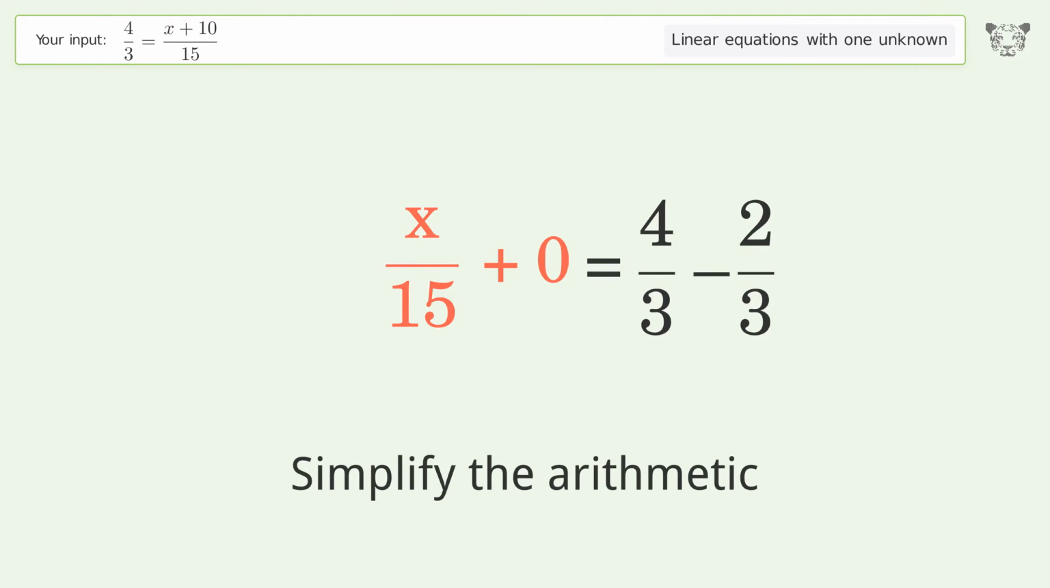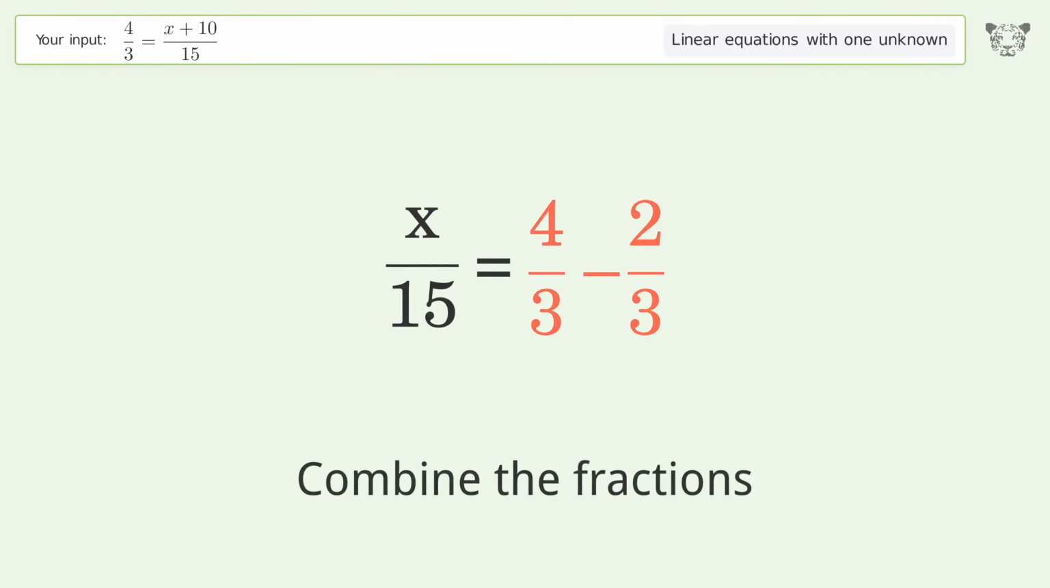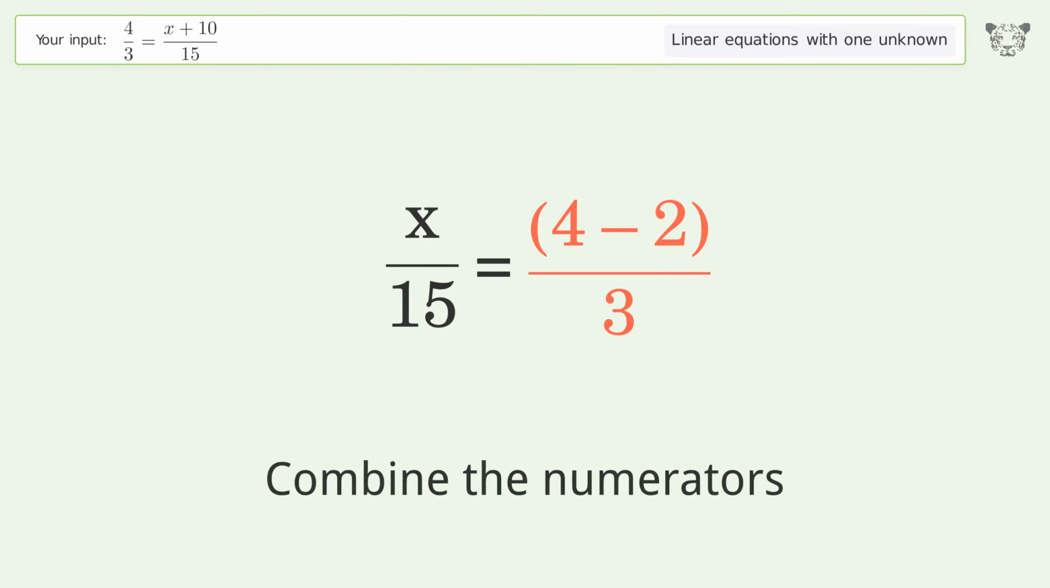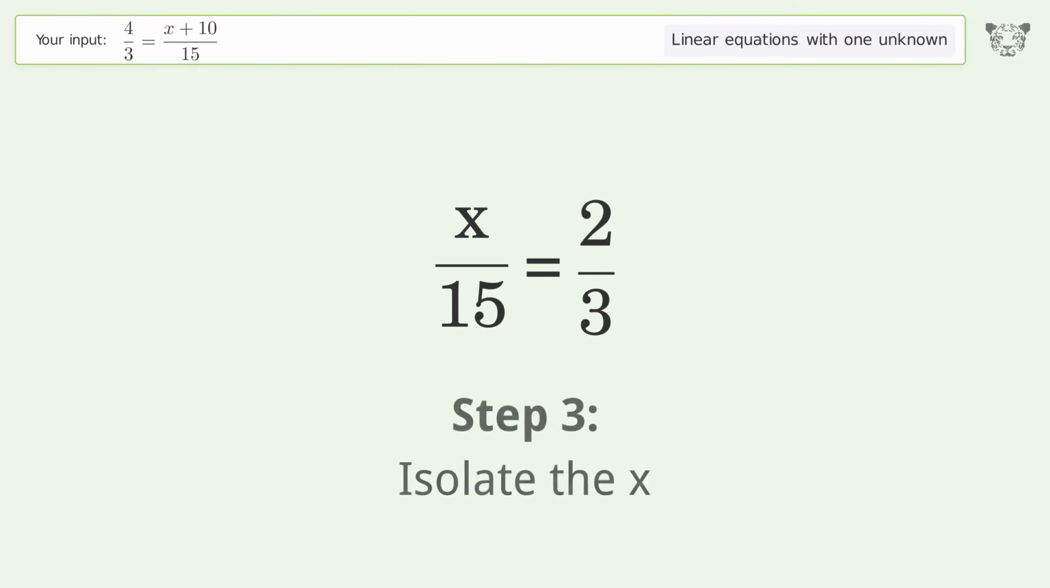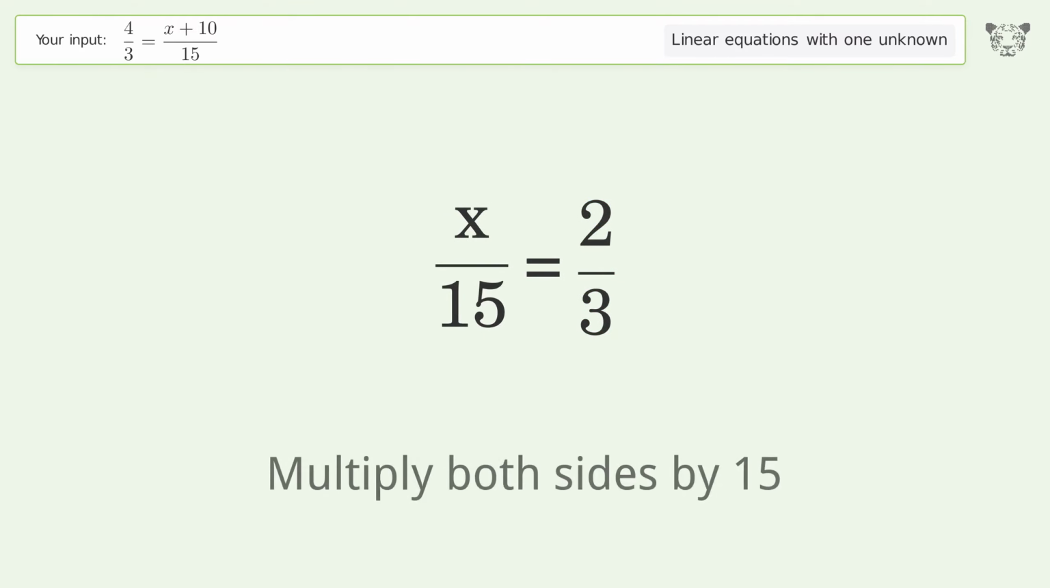Simplify the arithmetic. Combine the fractions. Combine the numerators. Isolate the x. Multiply both sides by 15.